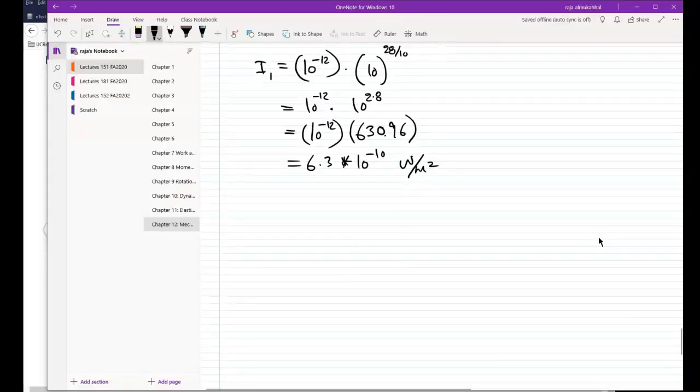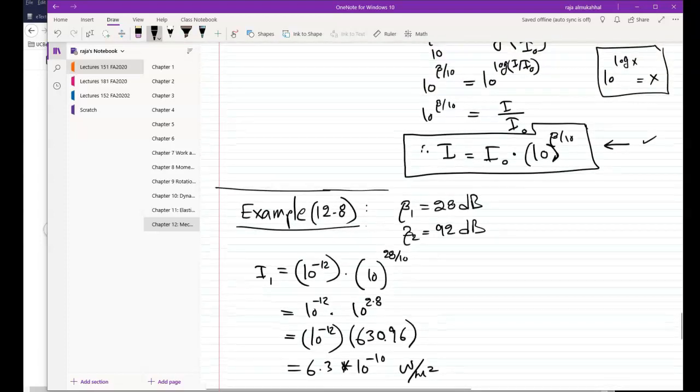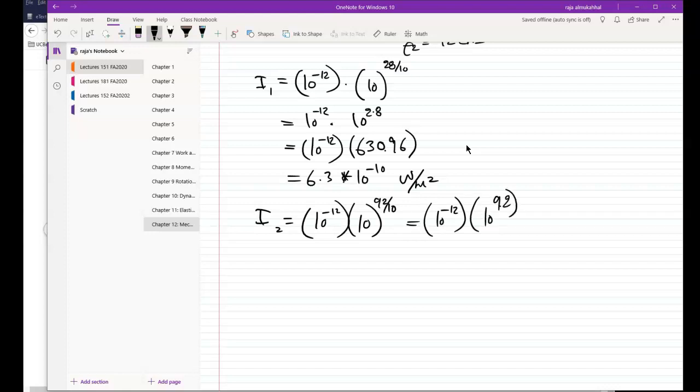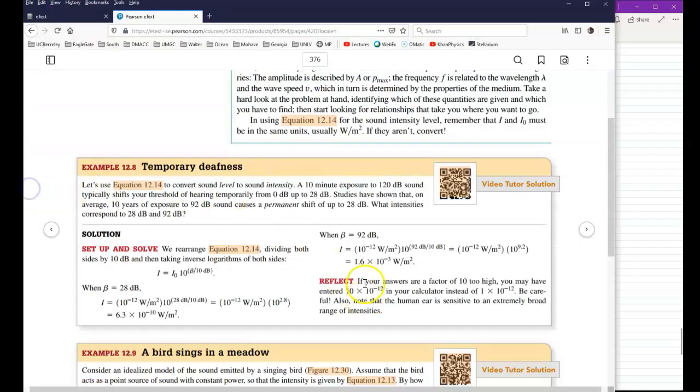Then we can do the same thing for I2. Again, you don't need to calculate this formula again. It's right here, so you just plug it in. That's going to be 10 to the negative 12 times 10 to the power of 92 over 10. That gives me 10 to the negative 12 times 10 to the power of 9.2. When we calculate that, I'm just going to take the answer from the book.